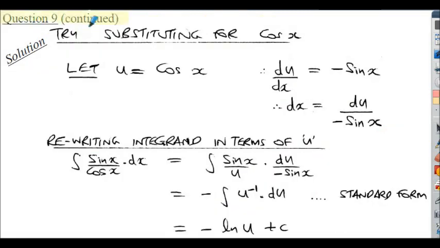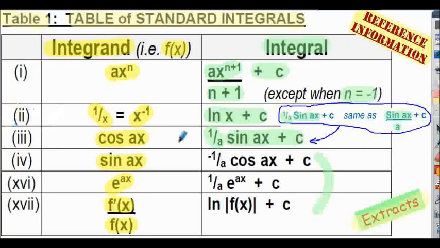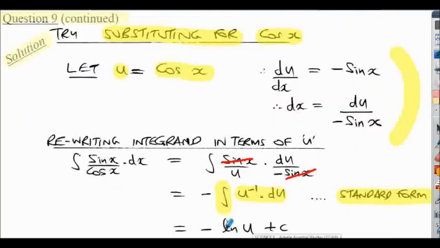Here's question 9, solution continued. So trying a substitution for cos x in this case, so u is equal to cos x. Differentiating cos x with respect to x, we find that we actually end up with an integral where the sine x terms cancel, and we have an integral in standard form shown here. Basically our x to the power of -1 format, shown here is item 2 in our table, so integrates to ln x, or ln u in this case, plus c. It's actually negative ln from above.